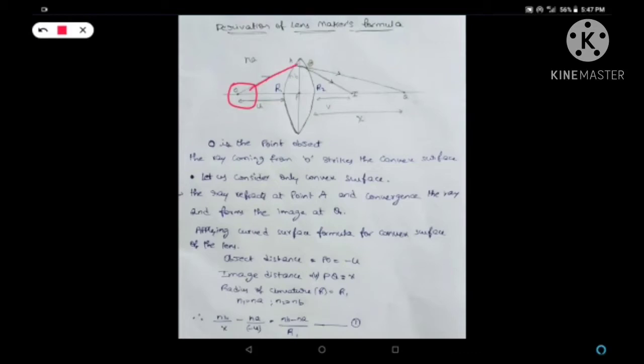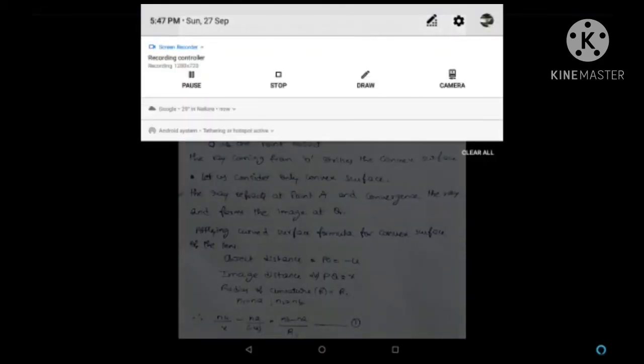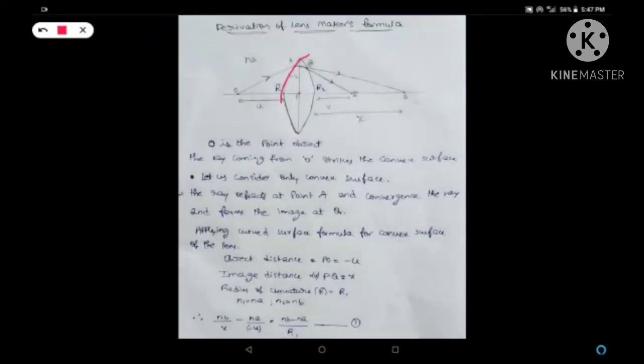By solving the lens maker's formula, first we should take the convex surface because the light strikes the convex surface at first. After that it strikes the concave surface. Now let's consider only the convex surface. Forget this concave surface, guys. Only remember the convex surface and the image formed by the convex surface at point Q.